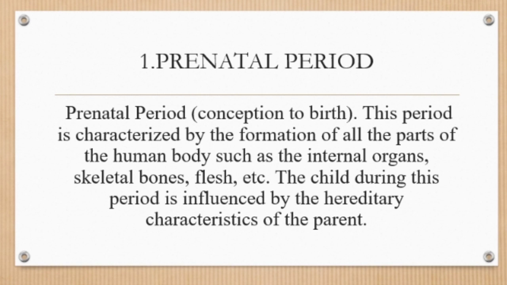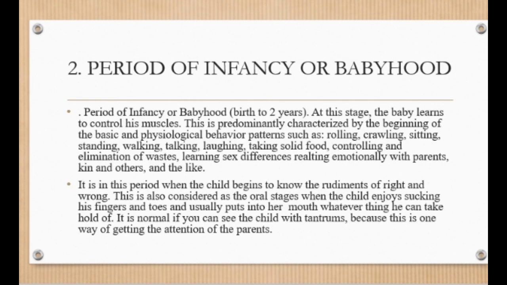This period is characterized by the formation of all the parts of the human body, such as the internal organs, skeletal bones, flesh, and etc. The child during this period is influenced by the hereditary characteristics of the parents. And number 2, period of infancy or babyhood. Period of infancy or babyhood, birth to 2 years.